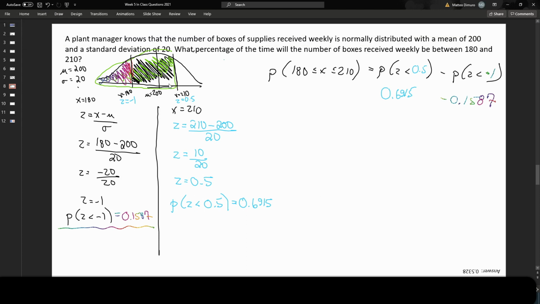Got our nice picture. It all makes sense. We're going to take the z-score of 0.5, which represents the big green area. And we're going to subtract from it the little rainbow area, and we'll be left with the in-between area. So this one I'm not going to try in my head. So 0.6915 subtract 0.1587. Yeah, 0.5328. Right, which seems to agree with my answer. So yeah, pat yourself on the back.